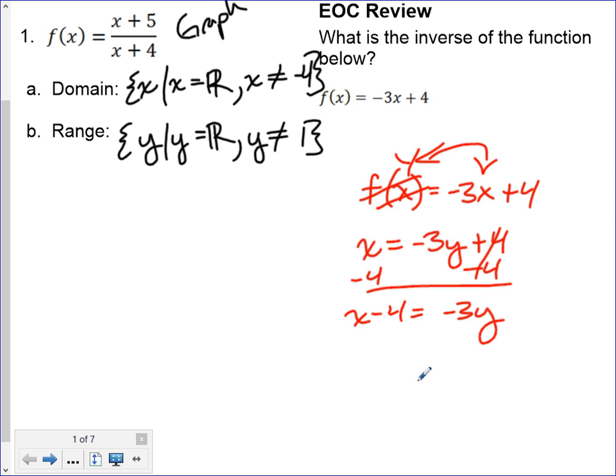Divide by what? Divide by -3. Divide everything by -3. So this is a little bit tricky, but once you think it through, it's pretty easy. So y's first. Y equals.